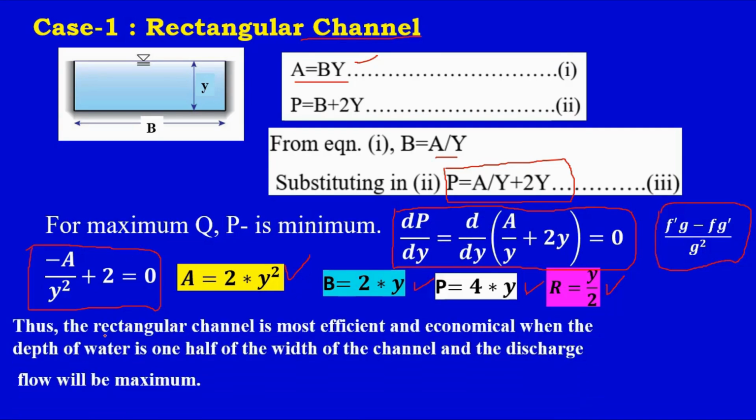Then the rectangular channel is the most efficient and economical cross-section when the depth of water is half of the width of the channel, or the hydraulic radius is half of its depth. So this is for a given maximum discharge. You should have these equations.